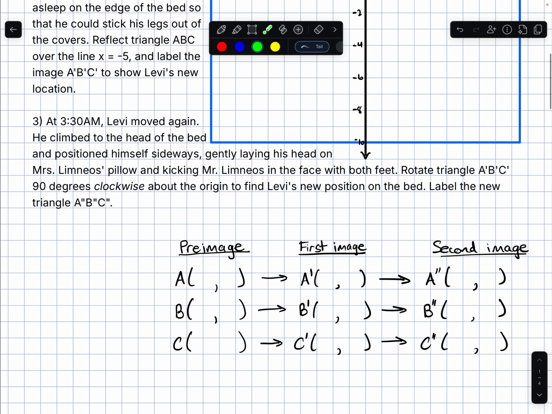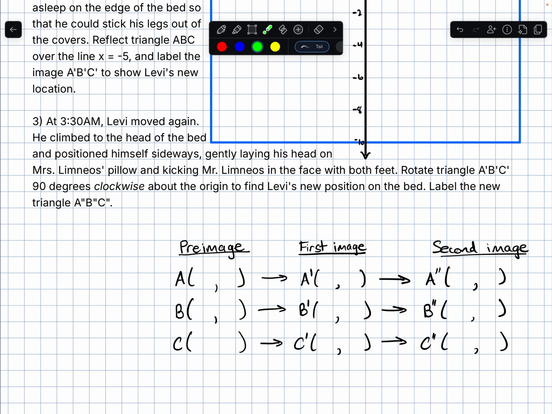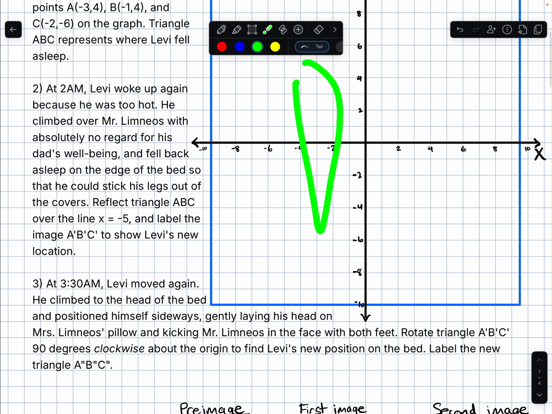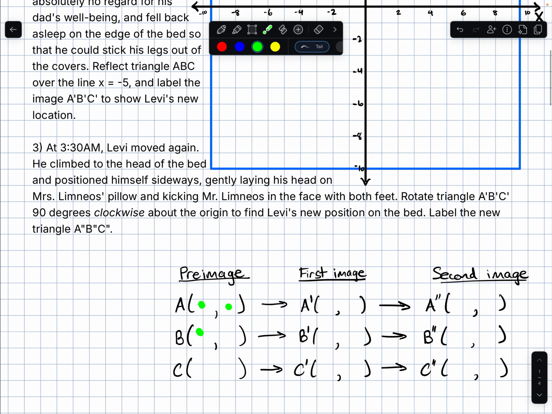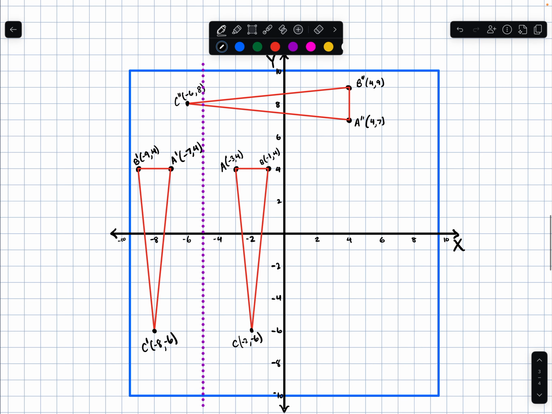All right. Lastly, I asked you all to fill in the blanks. It's a good idea to not just rely on the graph and draw your triangles. Write out the ordered pairs. Should be a comma there. So there's our answer key.